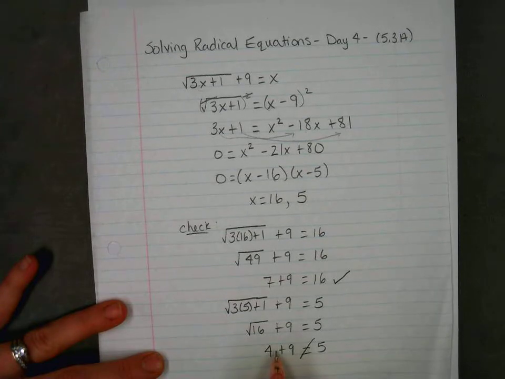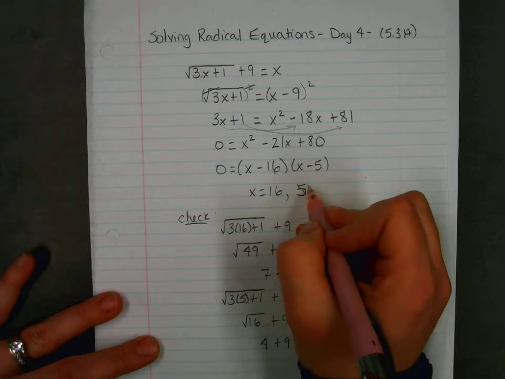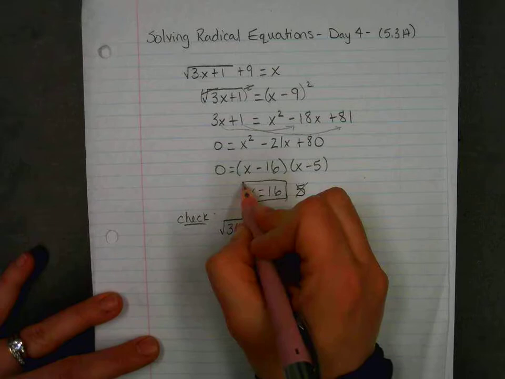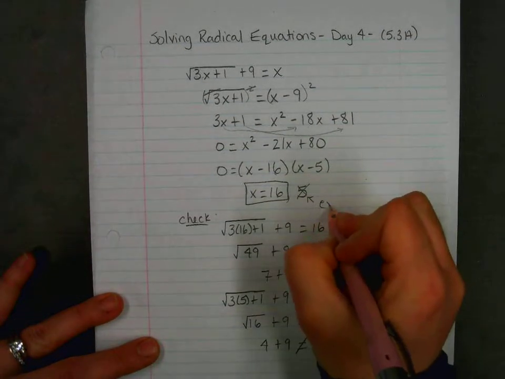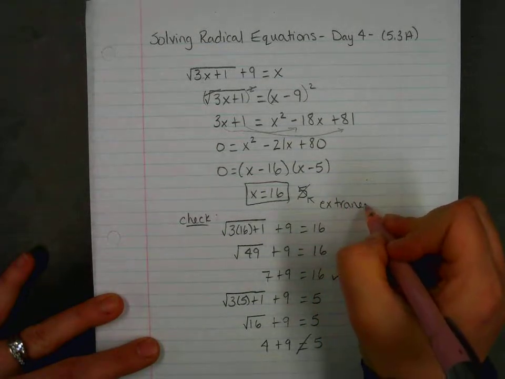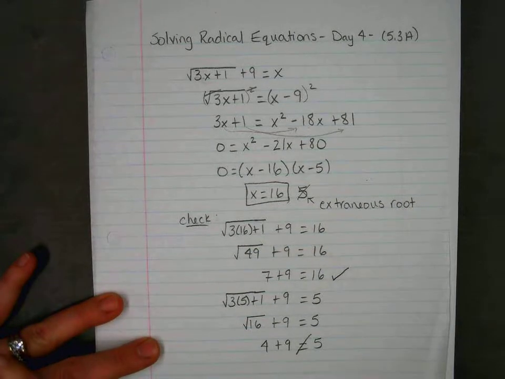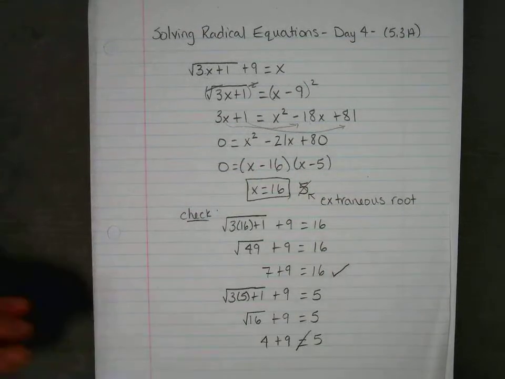So what I need to go do now is go back to my solutions, cross off the solution that does not work, highlight the one that is a true answer. So the one that I crossed off, this in fact is called an extraneous root. It's a solution we are able to find but doesn't actually work in the equation. And that is how you solve radical equations involving quadratic functions.